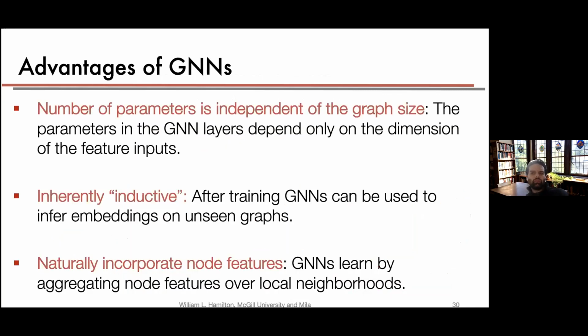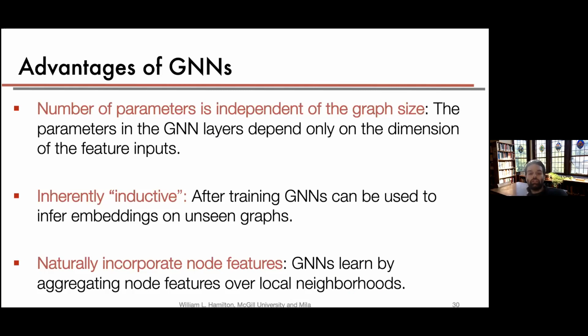So in terms of the advantages of GNNs, first off, the number of parameters is independent of the size of the graph. This is the fact that the number of parameters in the GNN layers depends only on the dimension of the feature inputs and how large your hidden dimensions are. GNNs are also inherently inductive.